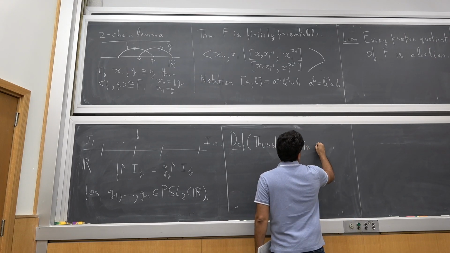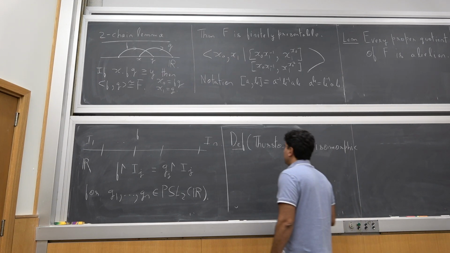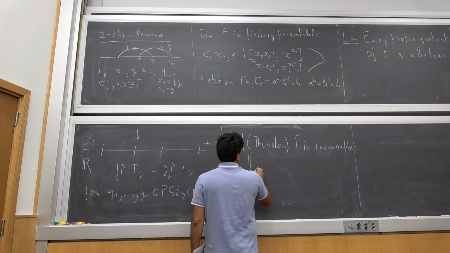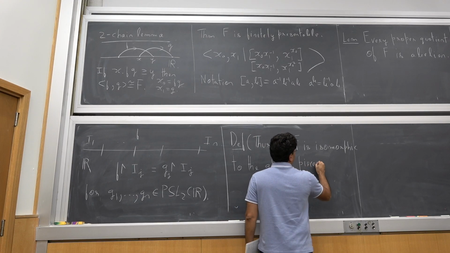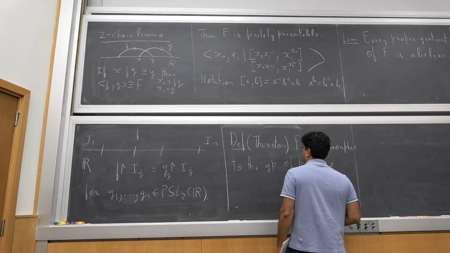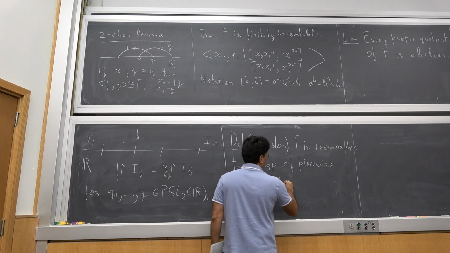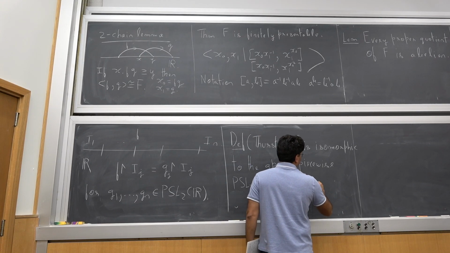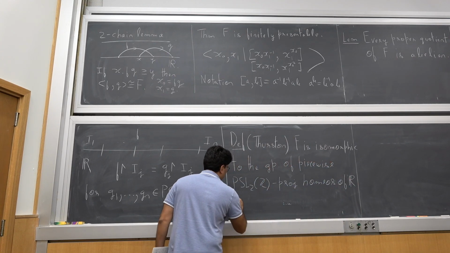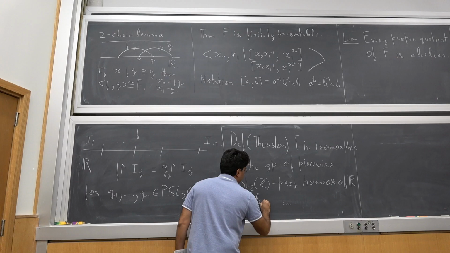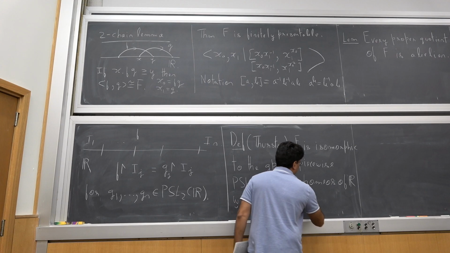F is isomorphic to the group of piecewise projective PSL(2,Z) homeomorphisms of R with breakpoints in the rationals.